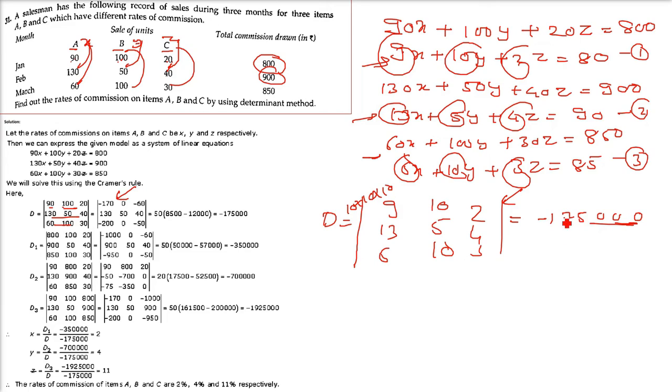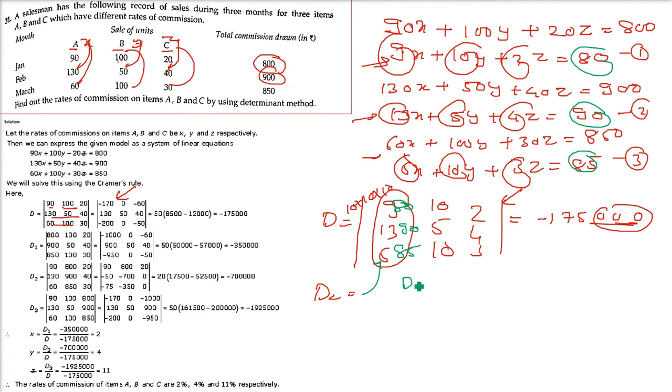D1 also you can compute, D2 also, and D3 also. And once you compute D1, D2, D3, X will be D1 by D, Y will be D2 by D, Z will be D3 by D. So in D1, the first column will be replaced by 80, 90 and 85. In D2, it is not D3, it is D2, the second column will be replaced by 80, 90 and 85. In D3, 80, 90, 85. This has to be replaced.